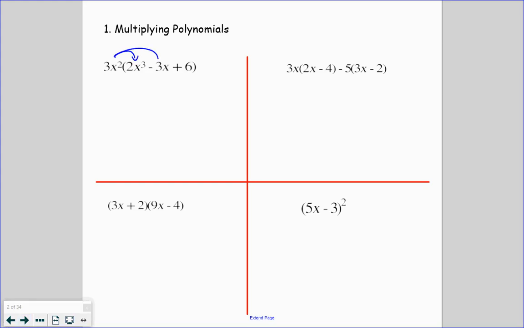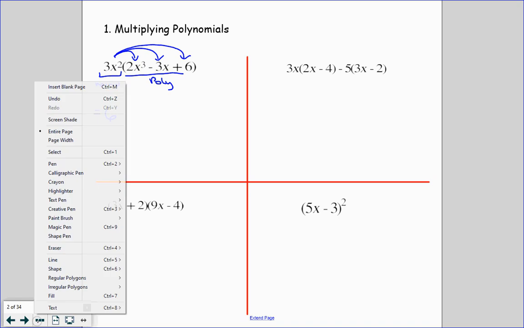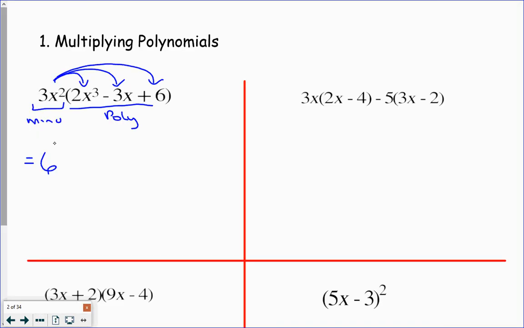So, question number 1 is a monomial times a polynomial. This is actually a grade 9 question. In grade 9, you mainly just dealt with monomials. So 3 times 2 is 6. What is x squared times x cubed? When you're multiplying x's, what do you do with the powers? You add them. So 2 plus 3 is 5.